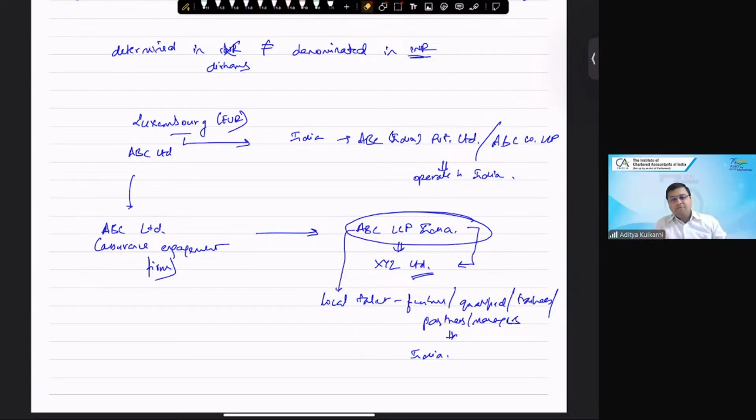But right now, for the first level of understanding, my functional currency is the currency of the primary economic environment in which the entity operates. Flipkart, though the parent is Singapore based, you are going to determine the pricing of your goods in INR for the Indian market, for the Indian customer. You cannot do the pricing based on Singapore. And therefore, Flipkart's functional currency continues to remain INR.